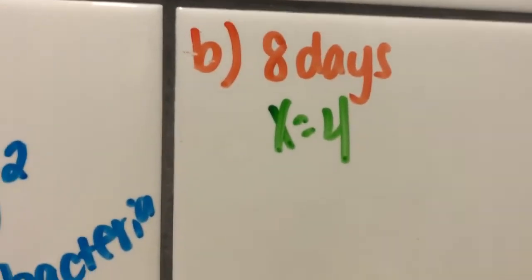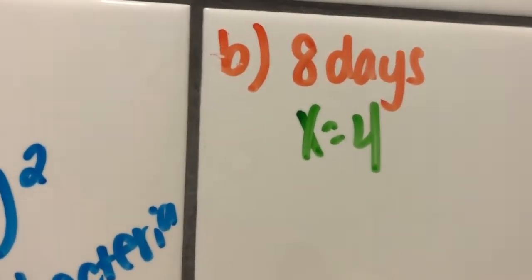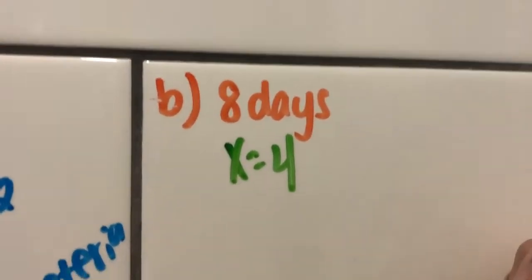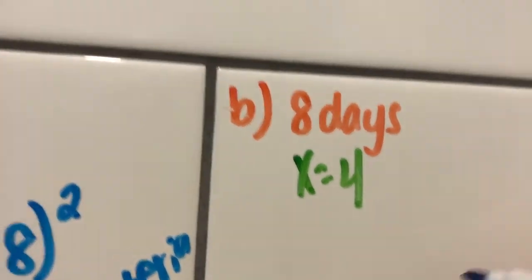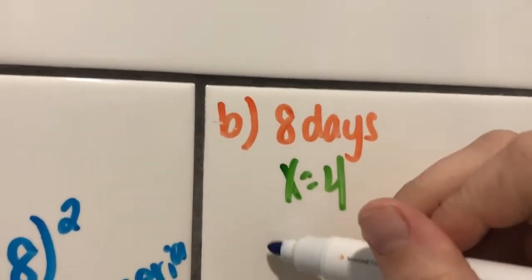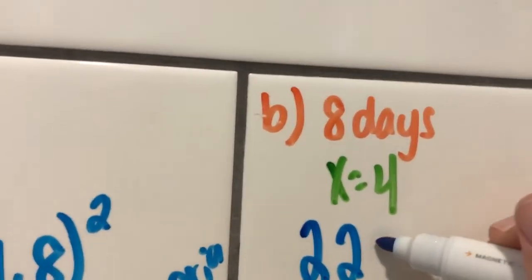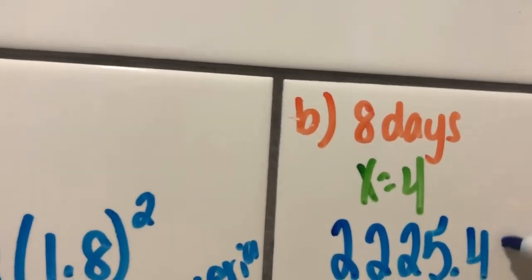When you plug that 4 into your equation, into that x, you should end up, in a calculator, and again, practice with the calculator to make sure you're typing it in correctly, and let me know if I can help you, for the amount of bacteria, you should have 2,225.49, about.